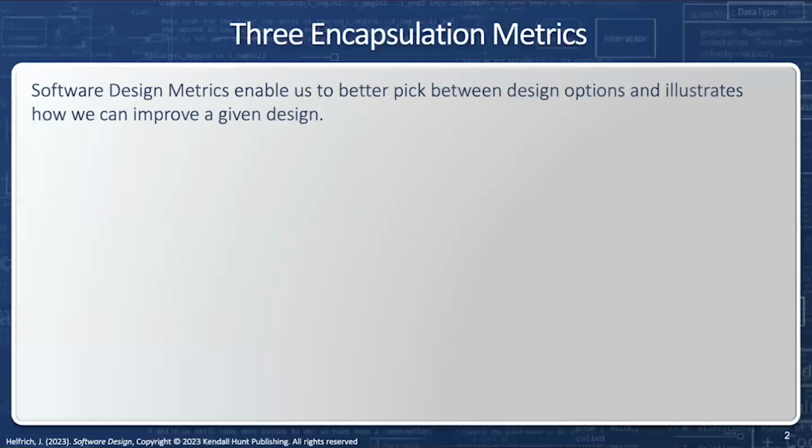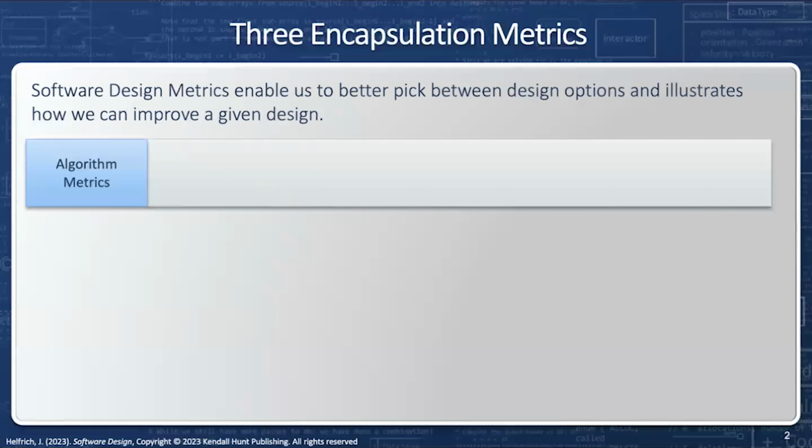Hello, I'm James Helfrich. One of the biggest challenges we have when managing large programs is managing the extreme complexity that characterizes these projects. How do you deal with such complexity? The encapsulation metric of abstraction helps us to characterize this complexity and gives us an avenue by which we can manage it. Software design metrics enable us to better pick between design options and illustrate how we can improve a given design. And there are several different levels of software design metrics.